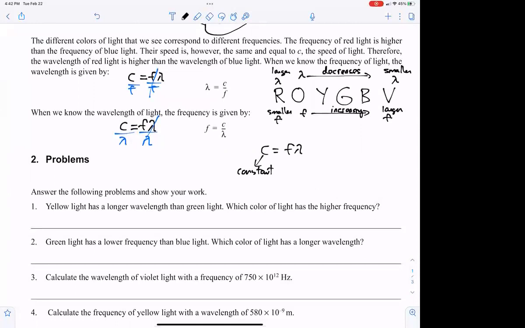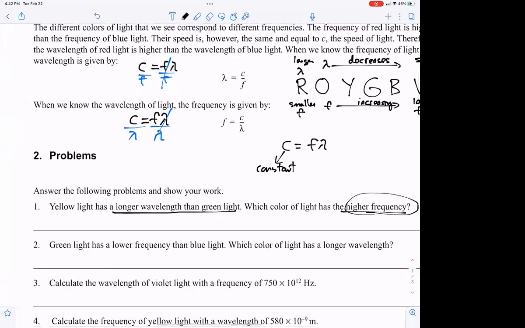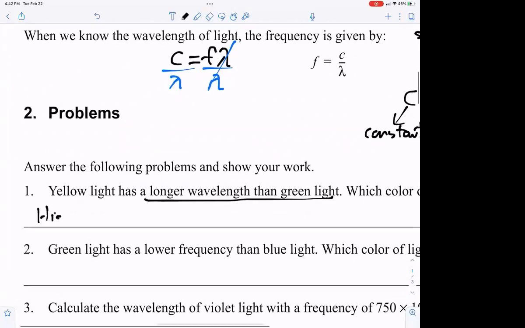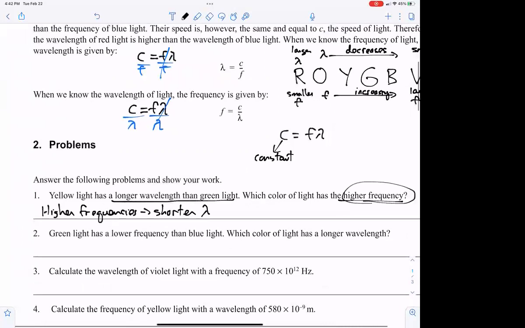Number 1, yellow has a longer wavelength than green. Which color has the higher frequency? Well, higher frequencies go with shorter wavelengths. We're told that green light has the shorter wavelength than yellow does. So this would be green light.